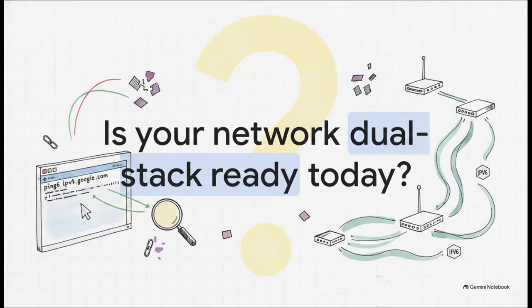So I'll leave you with this final thought to chew on. Are you absolutely certain your network is truly dual-stack ready today? Please, don't wait for a silent fallback outage to find out your configuration is totally broken. Open up your terminal right now, type ping6 ipv6.google.com, and put your newly acquired IPv6 debugging skills to the ultimate test. Thanks for tuning into this explainer.